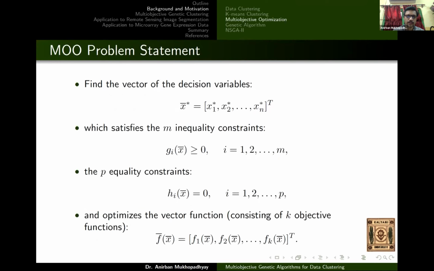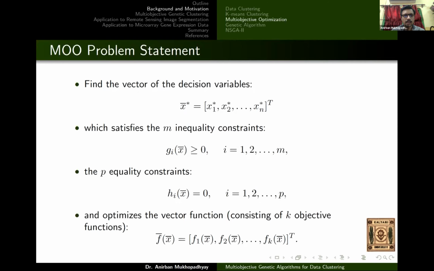So this is the difference between single objective optimization and multi-objective optimization. In a single objective optimization, all three are fine. These are the same, because in that case also we are trying to find some solution satisfying some constraints and optimizing a single function. That is for the single objective case. But for the multi-objective case, we have to optimize a vector function, or a set of k number of objective functions, simultaneously. So this is what we have, the multi-objective optimization.